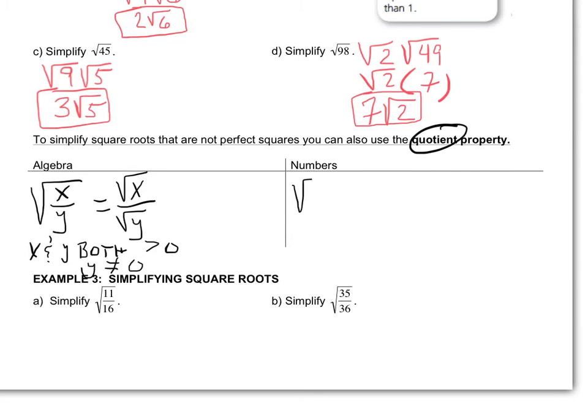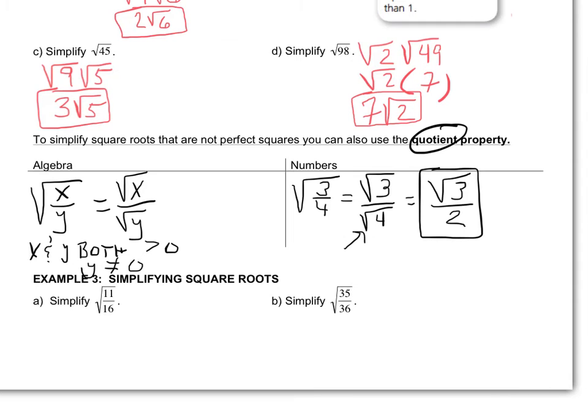If I had the square root of 3/4, well, I don't know what the square root of 3/4 is, but to simplify it, I'm going to treat the numerator and the denominator as 2 separate perfect squares. I see the denominator right here is a nice perfect square, so I'm going to say square root of 3 over 2, and that's your most simplified answer there.